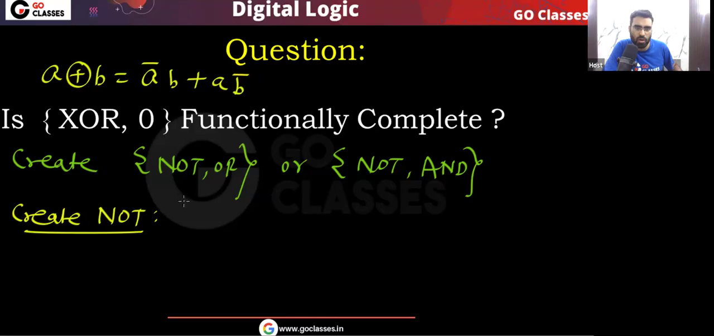So how to create not? Only these things I can use. I can use XOR comma 0. Only these two things I can use. So what can I do? Let me check. A XOR 0. Will it work? What is A XOR 0? I can use only XOR comma 0. So will it work?